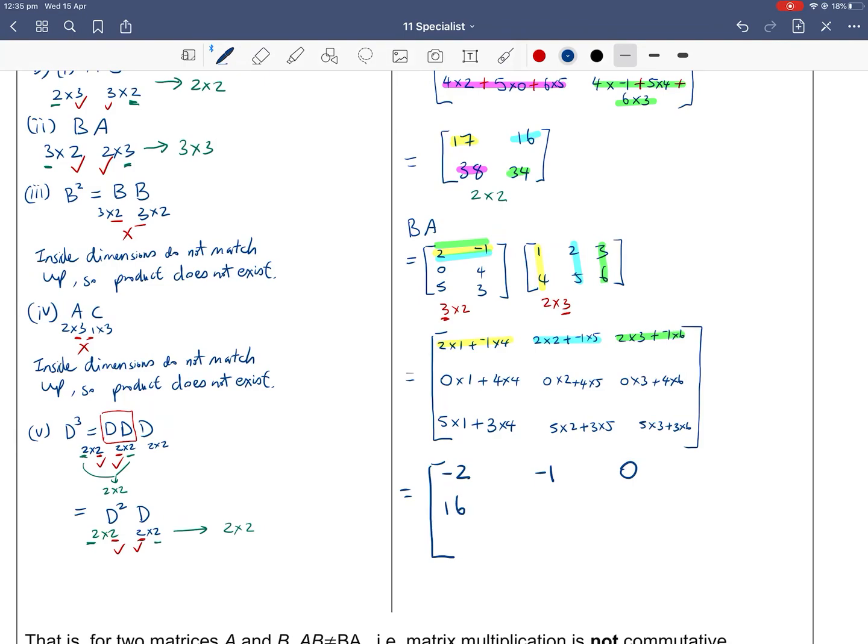4 times 4 is 16. 0 times 2 is 0. 4 times 5 is 20. And then you have 24. 5 times 1 is 5, plus 3 times 4 is 12. So that gives us 17.